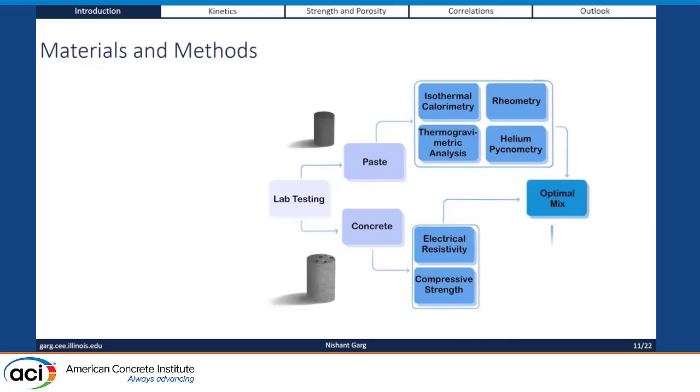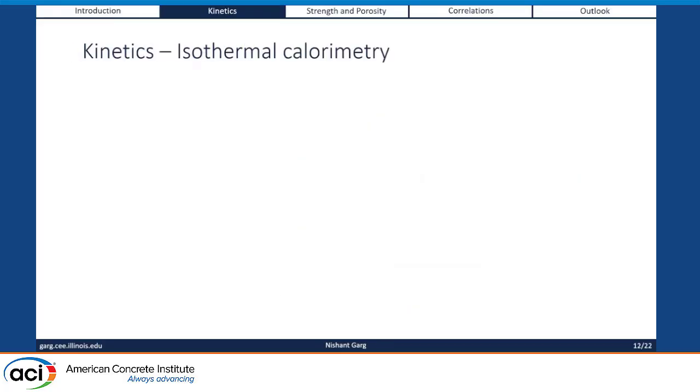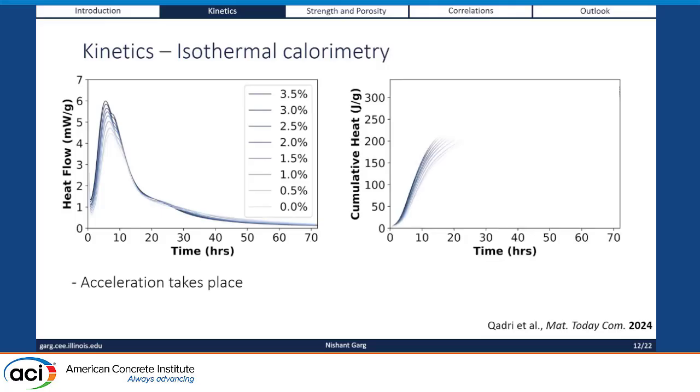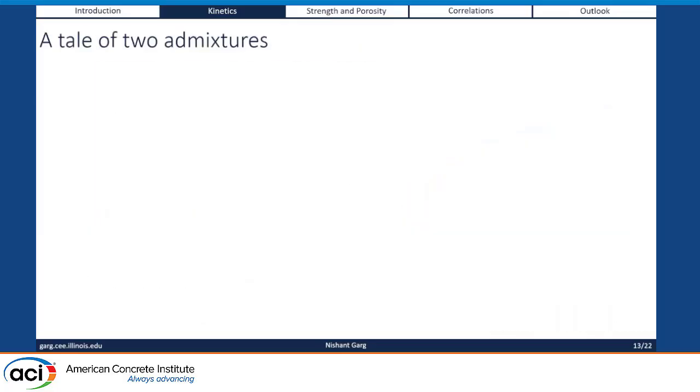On the paste scale, we did the usual suspects in terms of techniques, and at the concrete scale, we again did some of the usual suspects, but then we also did an actual field implementation to really see performance in the field. If you look at the kinetics with isothermal calorimetry at different dosages, you clearly see that as a function of the dosage, you see a slight acceleration. If you look at the cumulative heat, there's also a proportional increase in the heat.